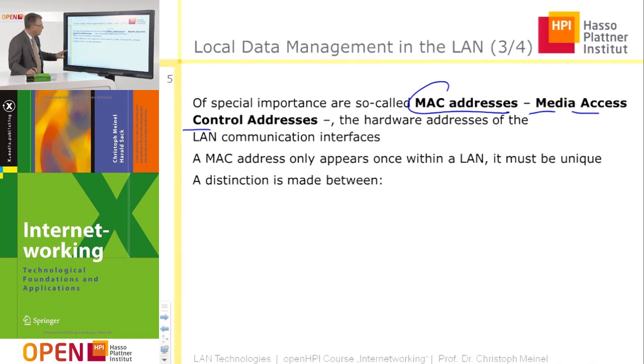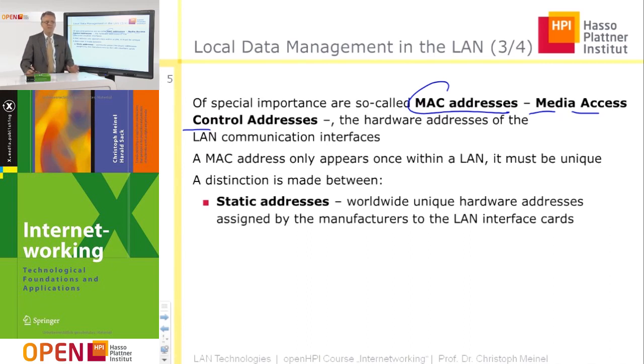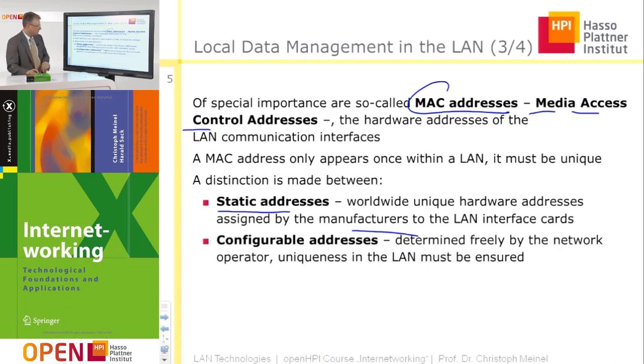If we have a closer look at such MAC addresses, there are different possibilities for how to get them. The first way is the so-called static addresses. This is a worldwide unique hardware address that is assigned by the manufacturers of a local area interface card. We know an address need only be unique within the local area network. But if such a static address is worldwide unique, then there is no problem using it in a single network.